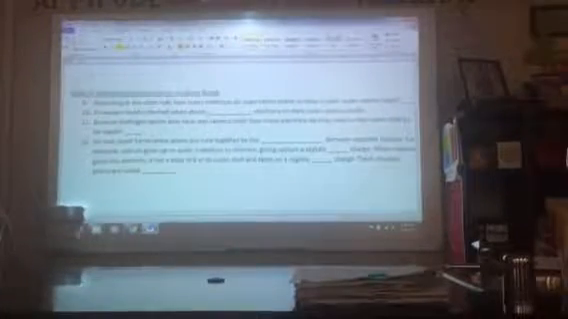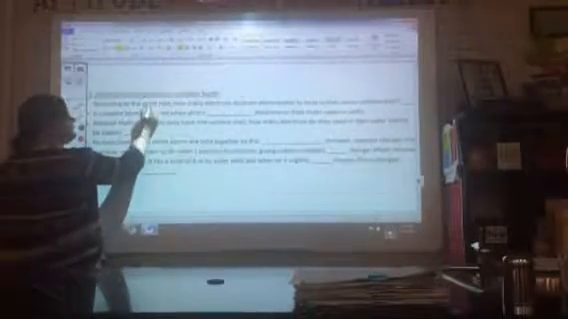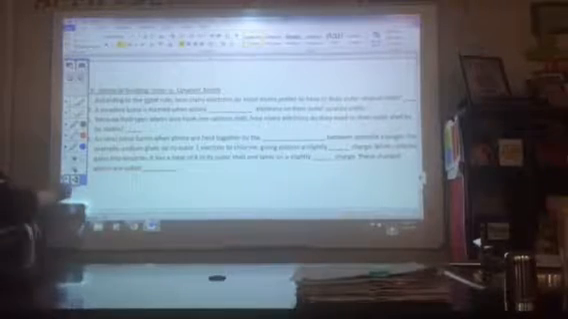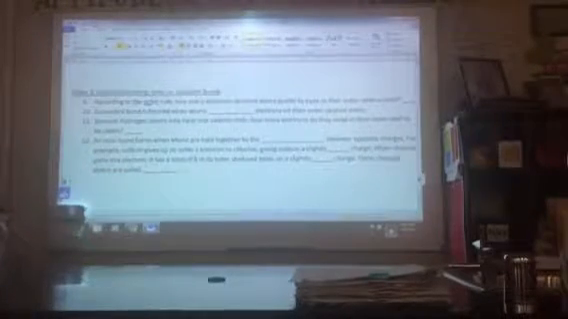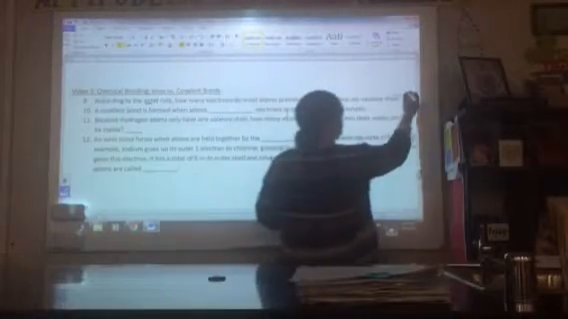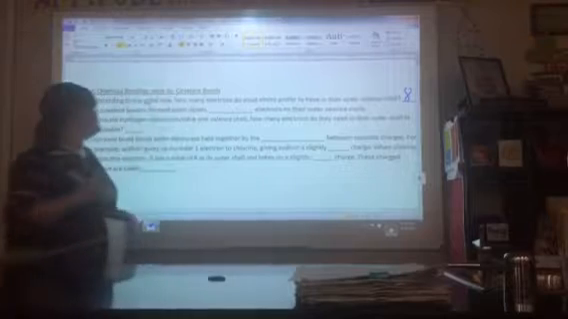According to the octet rule, oct means what? 8. Okay, so according to the octet rule, how many electrons do most atoms prefer to have in their outer valence shell? 8. Oct means 8. Octet rule means 8.